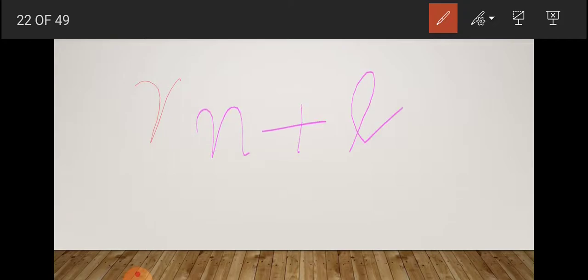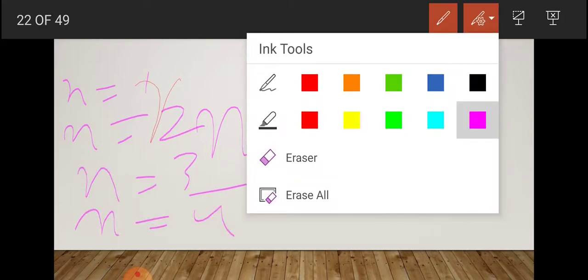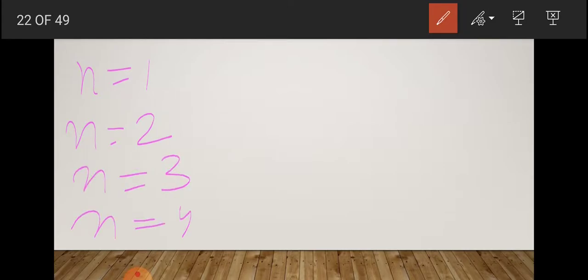n plus l. What is n? n is the principal quantum number and l is the azimuthal quantum number. When we add both, n is your number of shell. n can be 1, 2, 3, 4 and so on. Let's do this clearly. n equals 1, n equals 2, n equals 3, n equals 4. This is n.